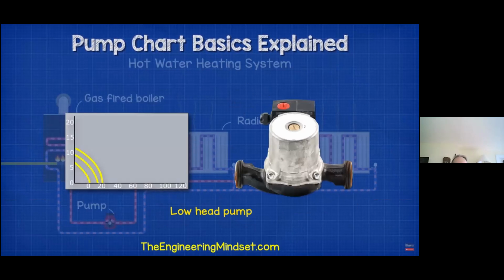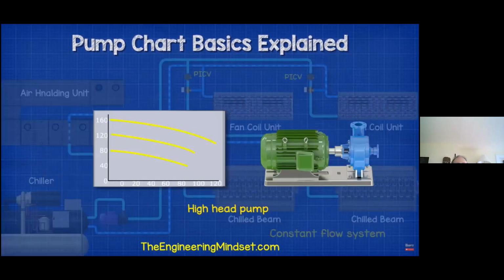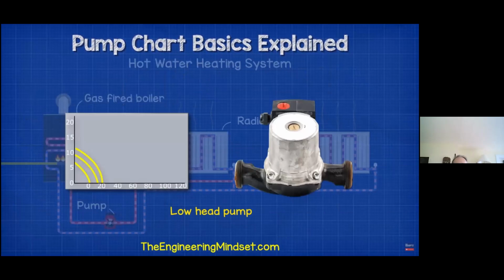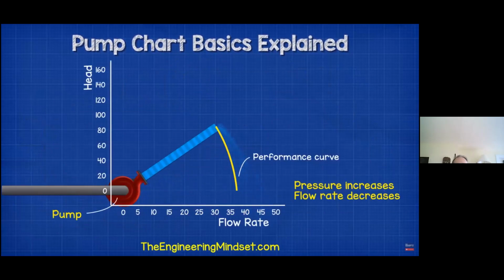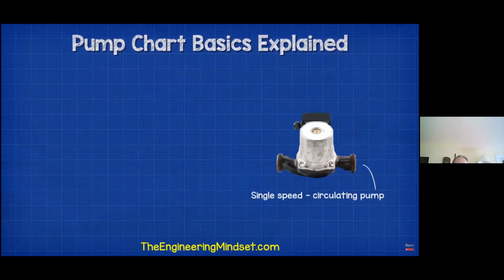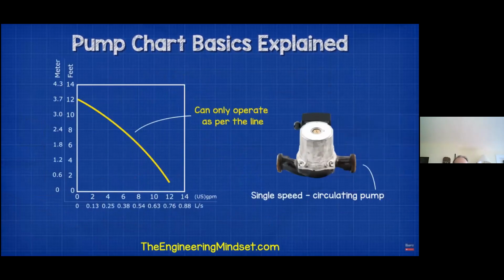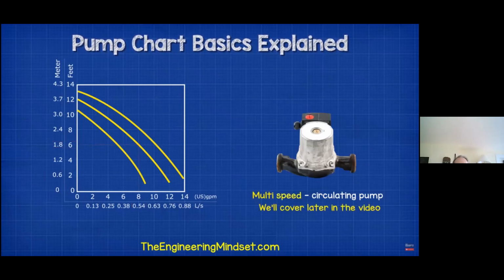The performance curve will be different for each pump, and some will suit our system needs better than others. You will usually see that as the pump flow rate increases, the head pressure decreases. When selecting a circulating pump, the pump will only perform as per the line. So, for this model, if we wanted 8 gallons per minute, then we would have 6 foot of head. You can also get multi-speed circulating pumps, which we'll look at later on in this video.